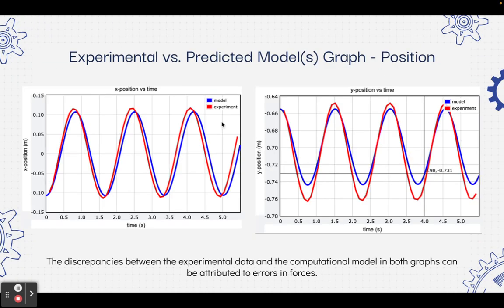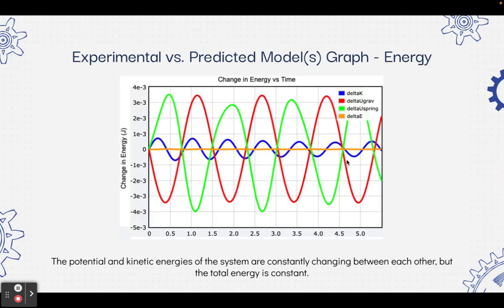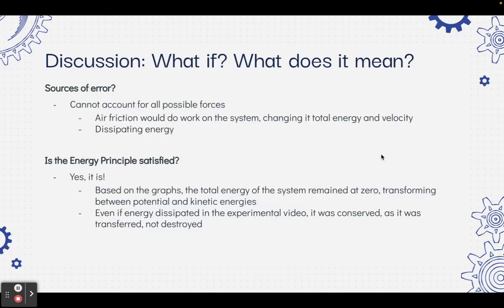So these are the experimental versus predicted graphs of position. As you can see, they follow fairly closely, although there are some discrepancies, and we can attribute these to errors in the forces, which we'll explain later. So here is the energy graph for the predicted model, and the potential energies of the system are constantly changing between each other, but the total energy remains constant at 0.